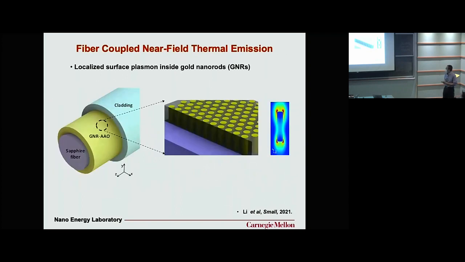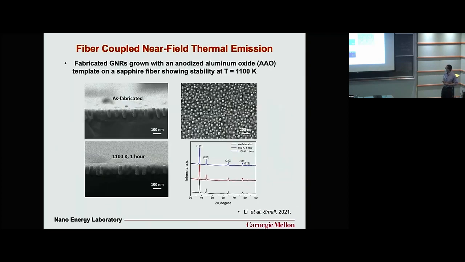To move forward, we can also replace the simple ITO film with a more complex nanorod array, as you can see from this figure. Our goal is to measure the thermoplasmonic emission from this nanorod array. So the question is how to do it. We have an optical fiber made from sapphire. We use sapphire because it can tolerate much higher temperatures.